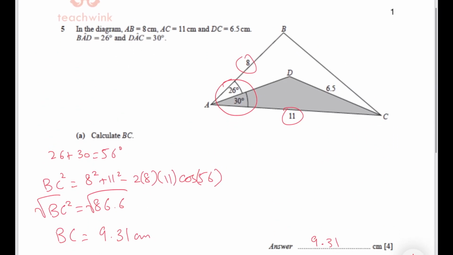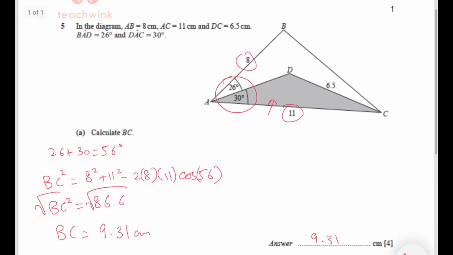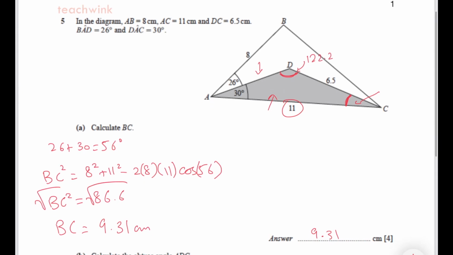Okay, now what do we need next? We need the area of this triangle. But how do we find the area of this triangle? We don't know what this length is. Neither do we know what this angle is. So the simplest thing to do is to find this angle first, since we know this angle right here is 122.2. So in order to find ACD, ACD can be found by subtracting the sum of 122.2, which is this angle, and this 30 degrees over here.